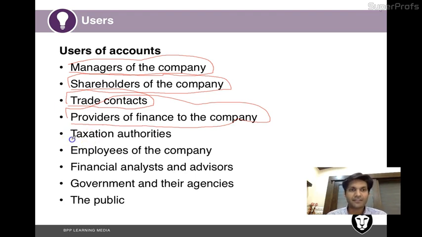And then we have the taxation authority. So what they do basically, obviously when the company makes a profit, the company has to pay a part of the profit in the form of taxes to the income tax authority of that country.